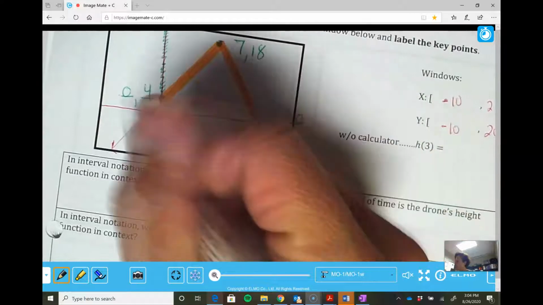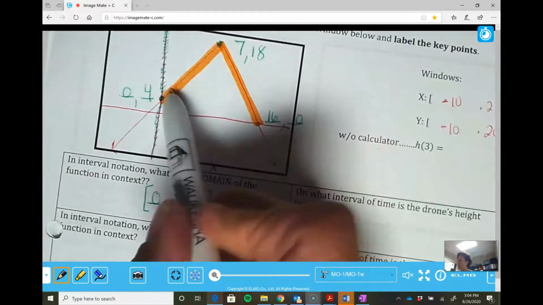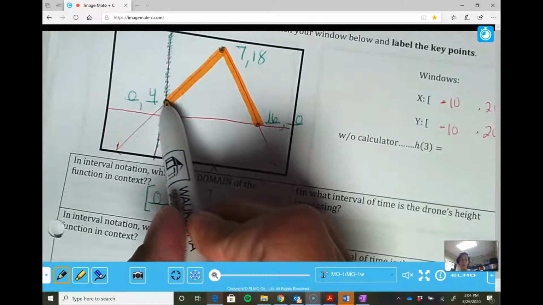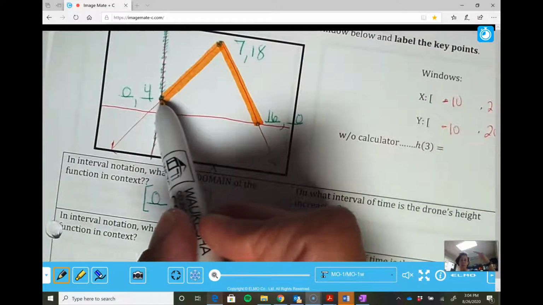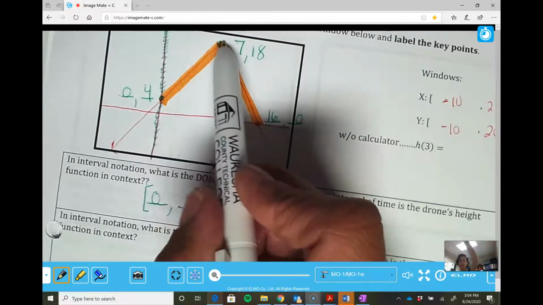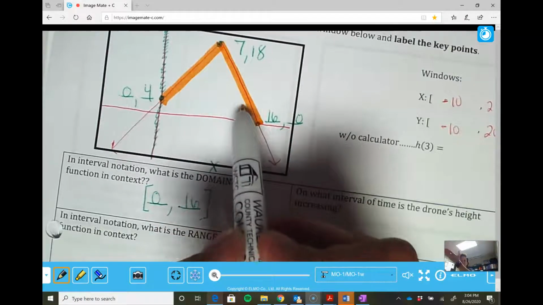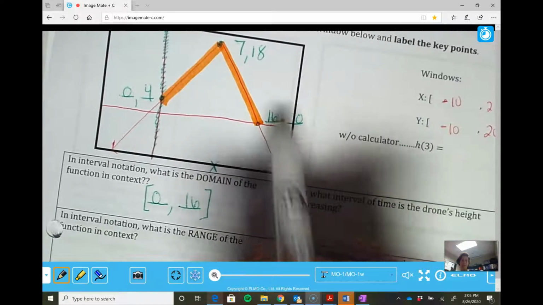So usually with domain, you do include the brackets, because here, this is just saying at 0 seconds, the drone's just sitting there and it's probably like 4 feet, is it feet, off the ground. So maybe it's in my hand. And then it takes off, it hits its high point, and then it comes back and it lands on the ground. So it is on the ground, and that's at 16 seconds.